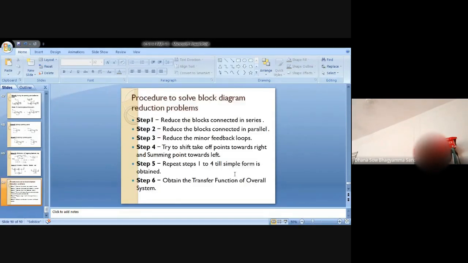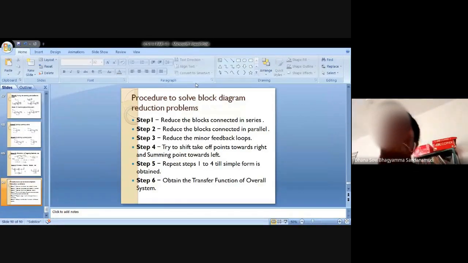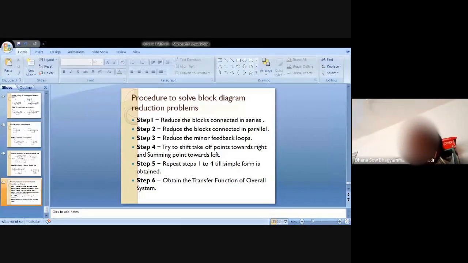If you have doubts, anybody can unmute and ask me. There are some steps to be followed for reducing the block diagram. Step number 1: whenever a block diagram is given to you, we must initially reduce all the series connected blocks. After that, we must reduce the parallel connected blocks. How we must reduce them, we have seen in the rules.